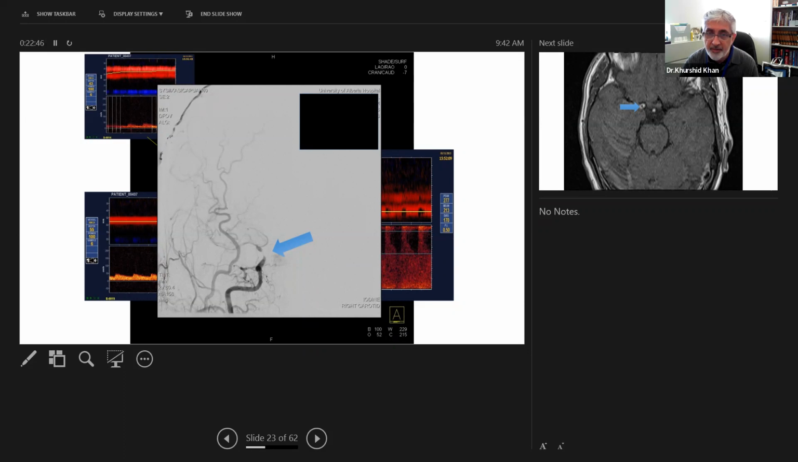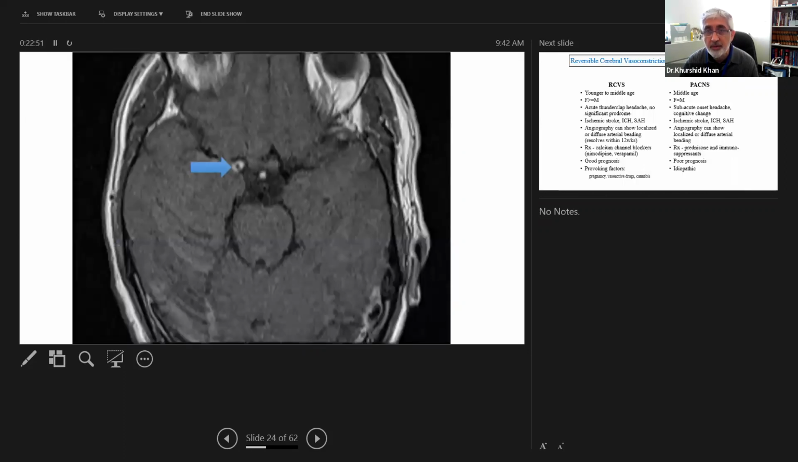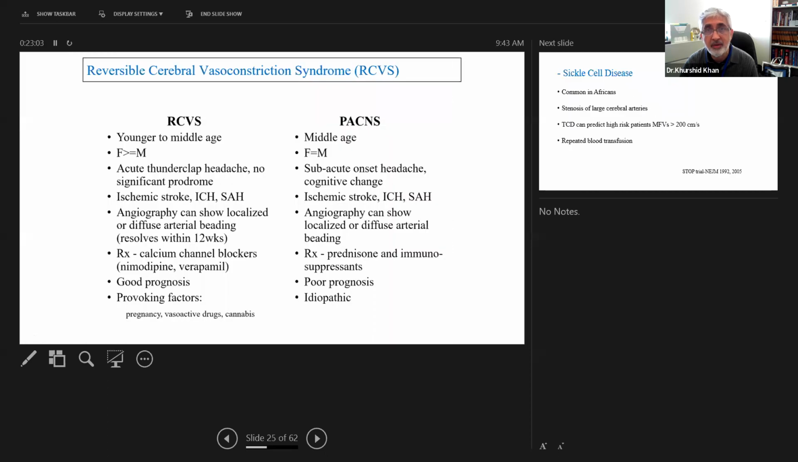And to differentiate whether this is vasospasm or atherosclerotic disease, we went on to do an MRI, which shows this vessel wall enhancement, suggesting an inflammatory condition. And this was a case of vasculitis. Another condition that is well known is reversible cerebral vasoconstriction syndrome.